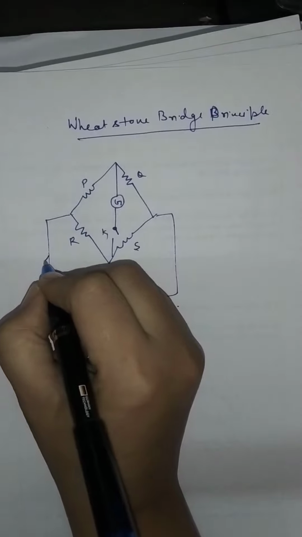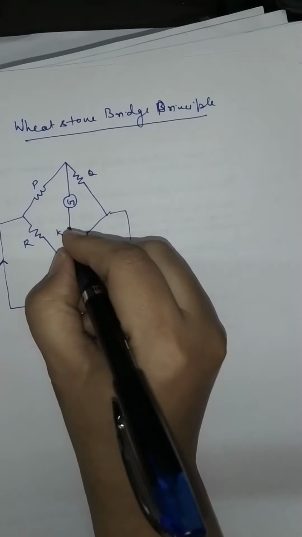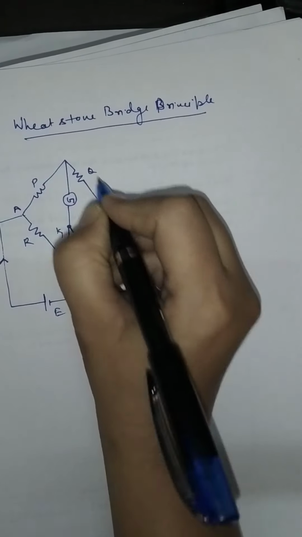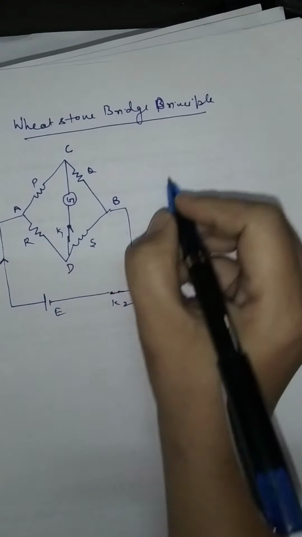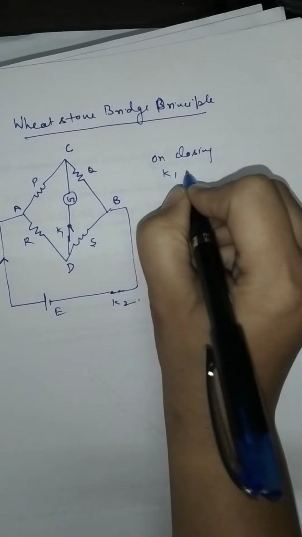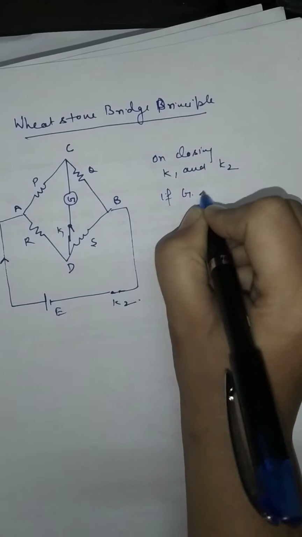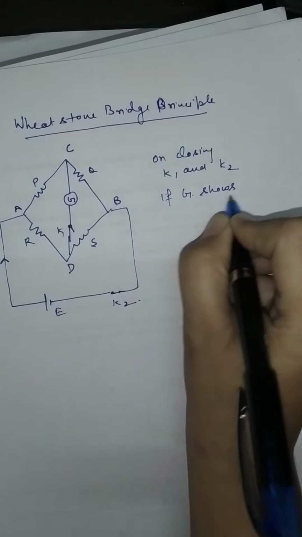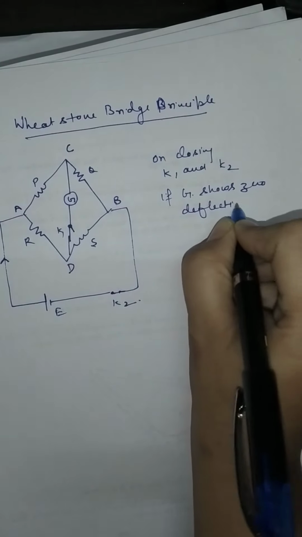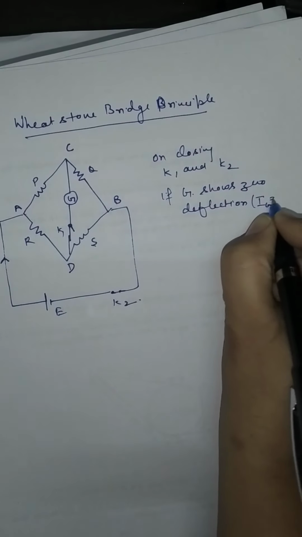Right, now here I is the current. What is this Wheatstone bridge principle? If we close this key K1 and key K2, this is point A, this is point B, this is point C, this is point D. On closing K1 and K2, if the galvanometer shows zero deflection, this means the current through this branch is zero. Zero deflection is current through the galvanometer is zero.